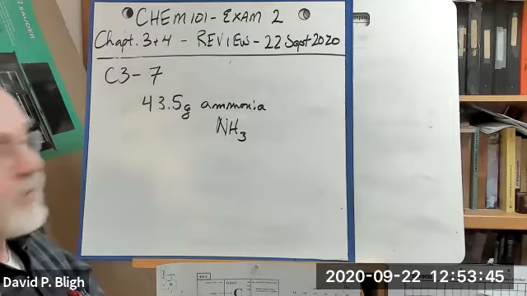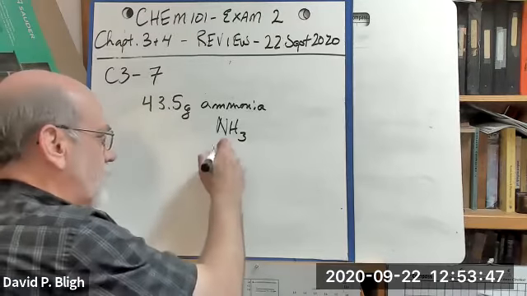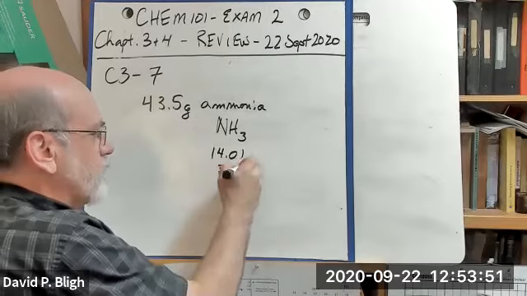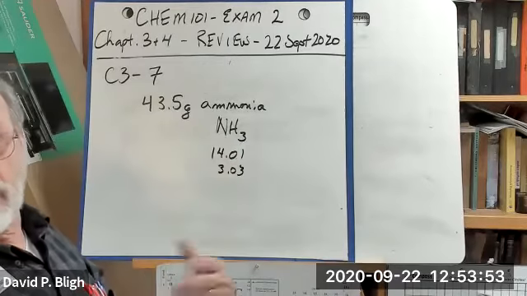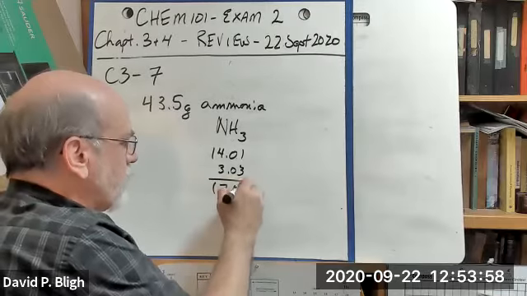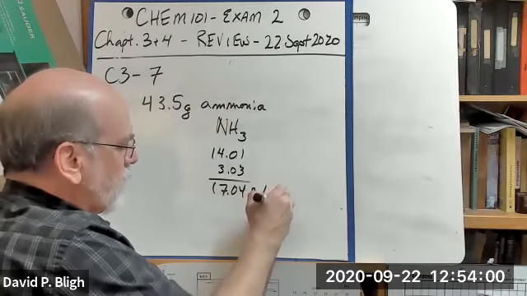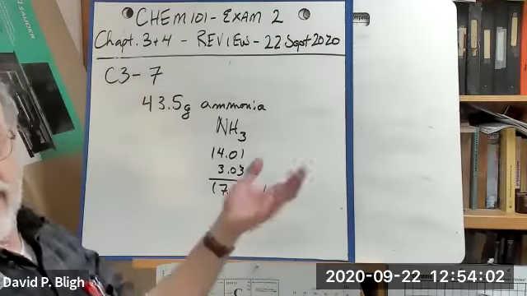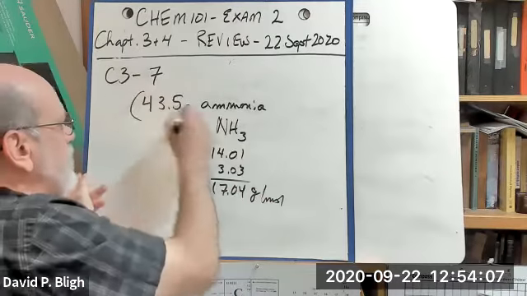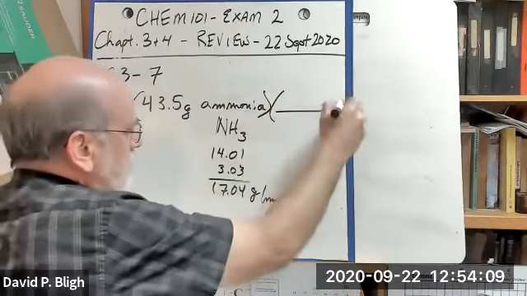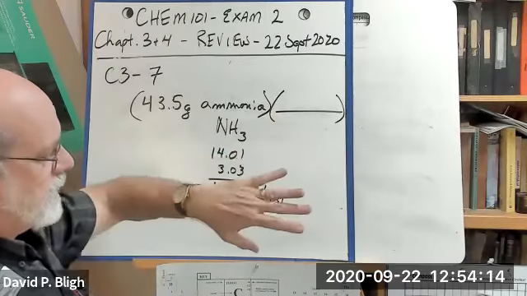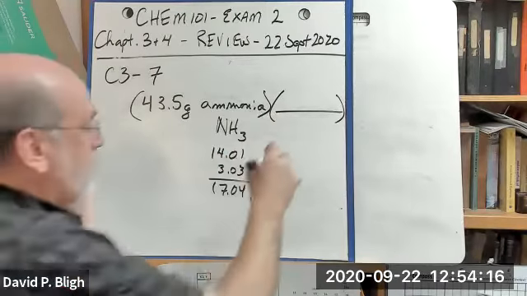The molar mass of ammonia is what? 14.01 for nitrogen and 3.03 for hydrogen, because each one is 1.01 times 3, 17.04 grams per mole. So now you just have a dimensional analysis problem, conversion factor. So we take this, and we can use this one right side up or upside down, whatever is required.